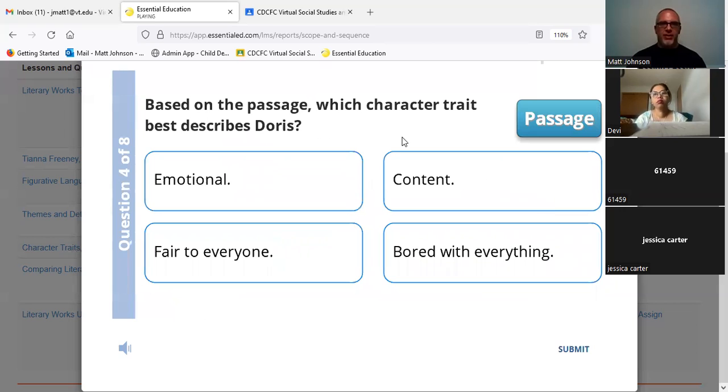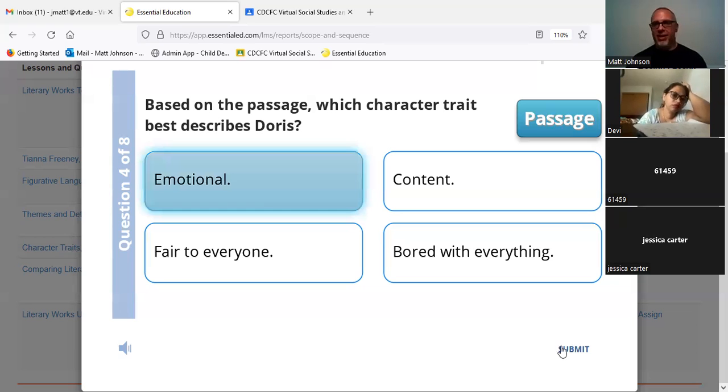Okay, still with Doris. So based on the passage, which character trait best describes Doris? So she's pretty emotional, right? She tears up when she gets the cuckoo clock. It reminds her of her mother. Her interaction with it later, all of that is showing her to be an emotional person. That is certainly a character trait you could very easily assign to her, whereas her husband, Larry, is a bit thoughtless.